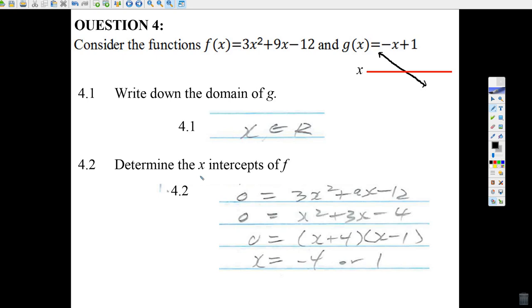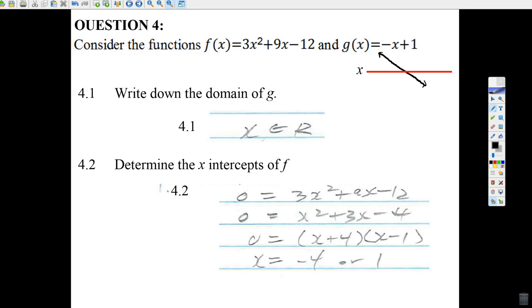Now determine the x-intercepts of f. Well, all you do to find x-intercepts is you let y equal 0. Then you could put this into the quadratic formula. Some people did, and they got minus 4 and 1 out, and that was pretty good. They showed their work by putting the numbers in, and they got all 3 marks.